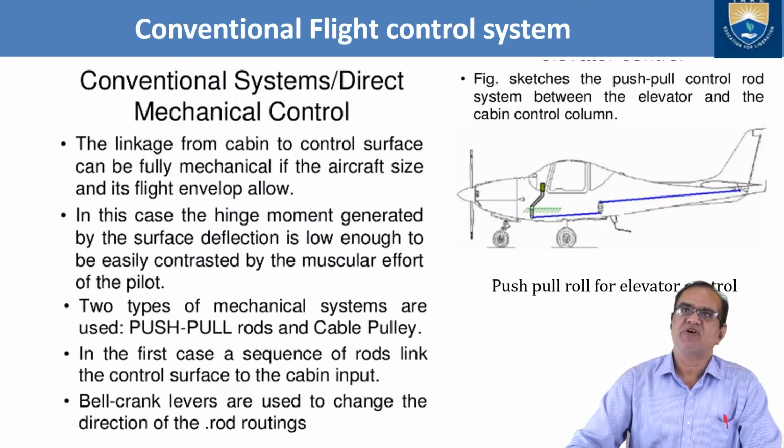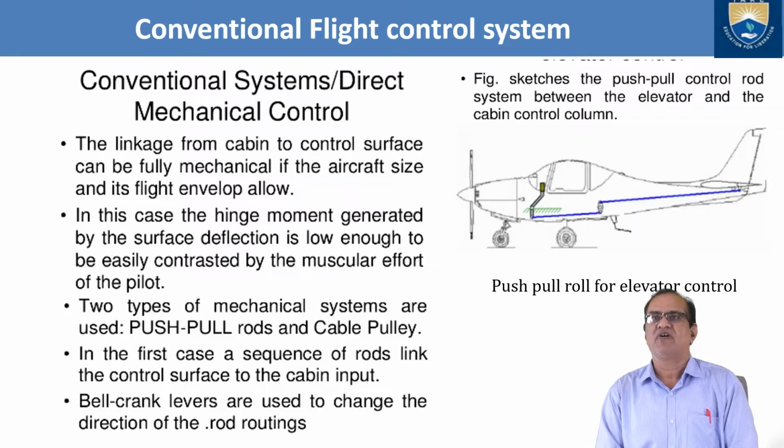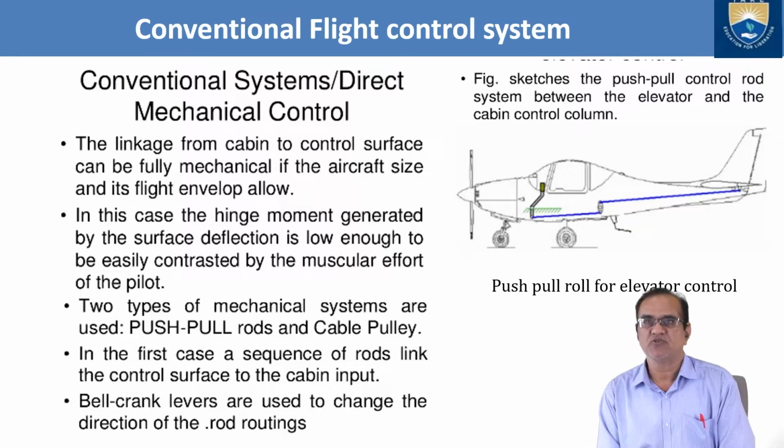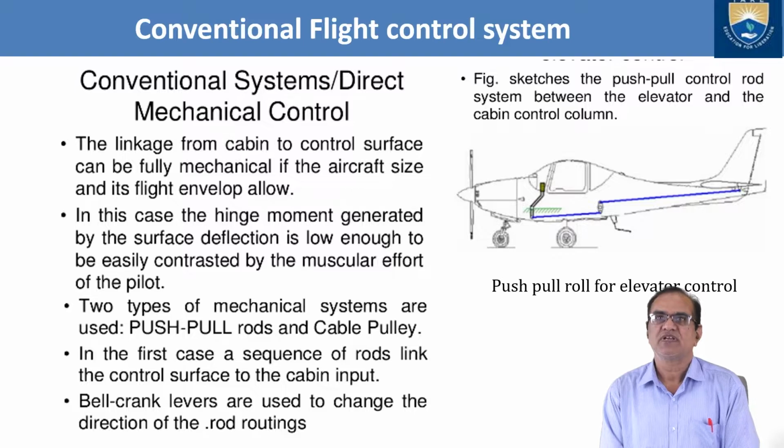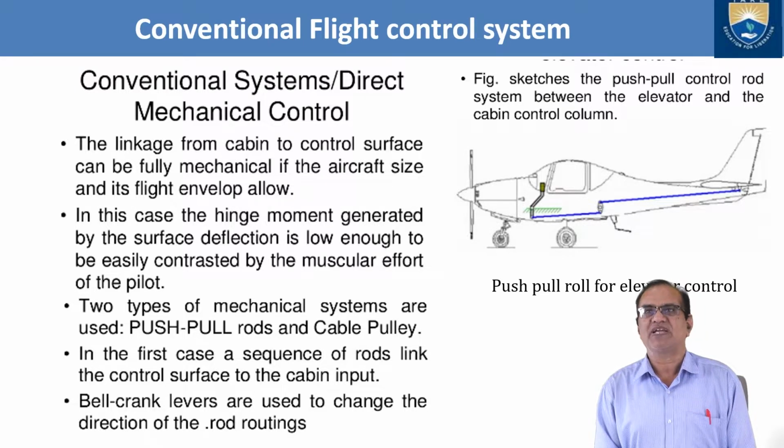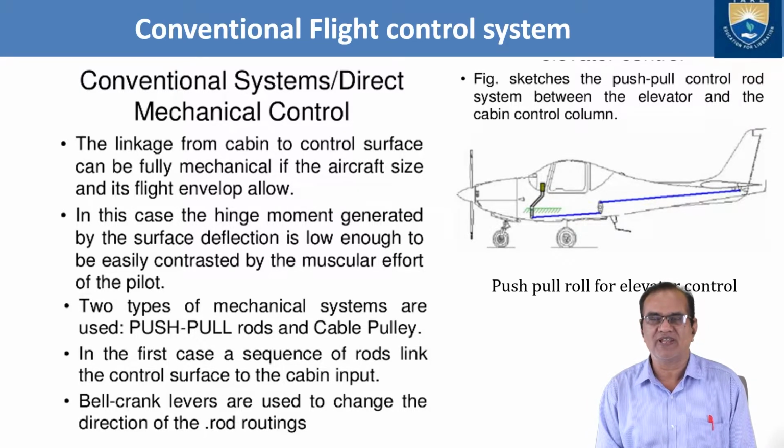I'm going to discuss different types of flight control systems which are used in the aircraft. So I will talk about the conventional system, direct mechanical control. This type of system was used on the olden aircraft or very small aircraft. Still, these things are used.